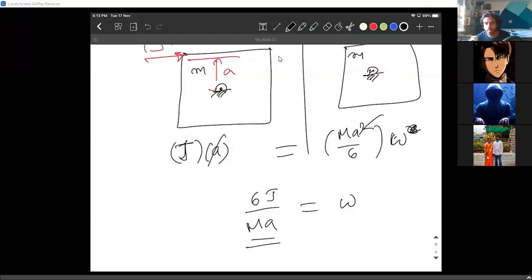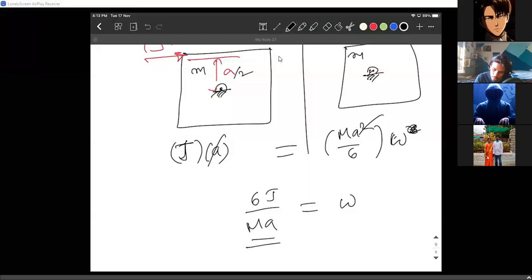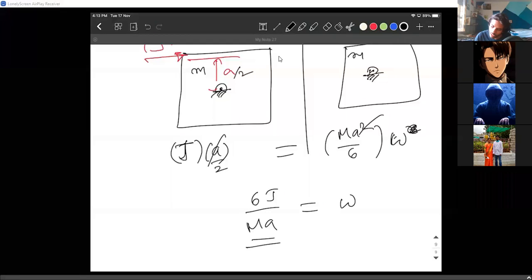Why did everyone give 3J by MA? Oh, this is A by 2, right? I'm sorry, I'm wrong. So the answer is 3J by MA. That's good. Okay, so that is the answer, guys. This is how you simply solve this problem.